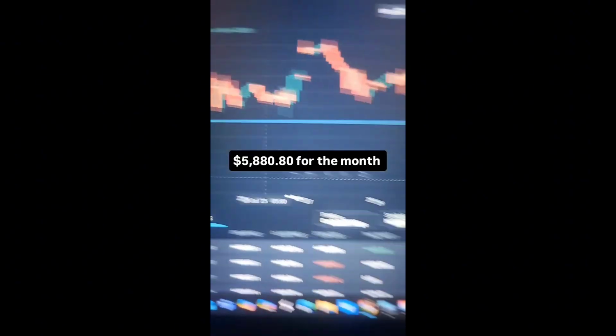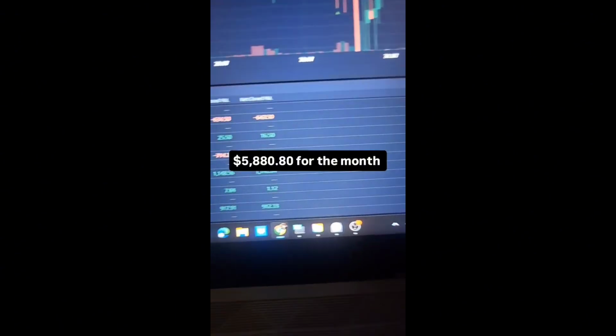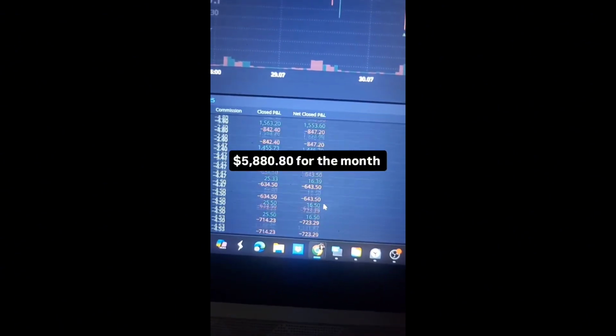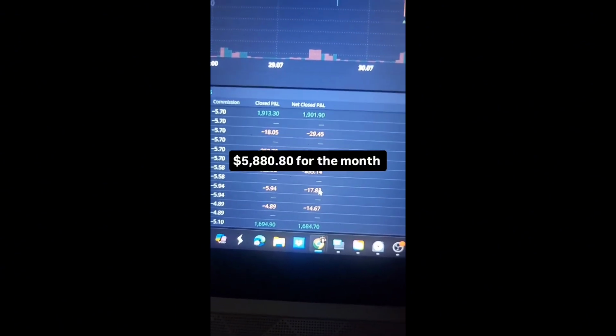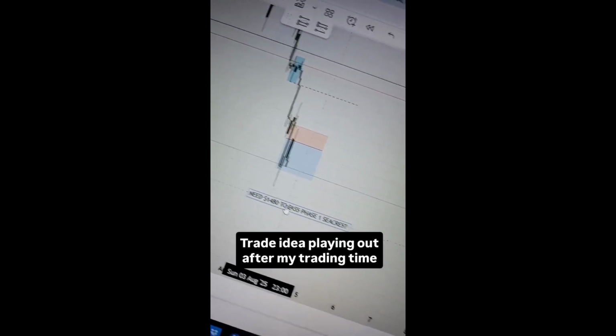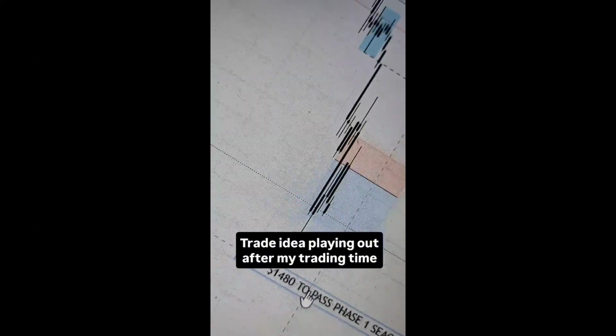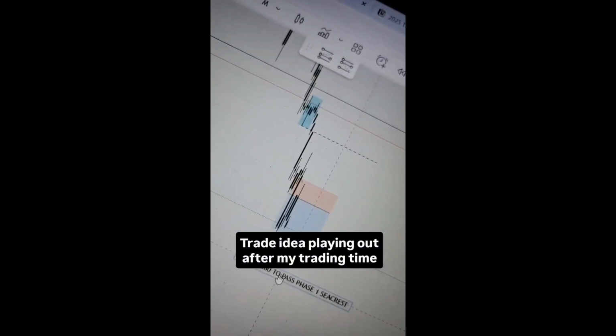So if we go over the month P&L, this is for the 5%ers account, this is for the Effectify. So I can calculate this as well. Now look at my trade idea just playing out. After my trading time, I just went to look to see what happened, but yeah, still didn't take no trades. Would have played out.